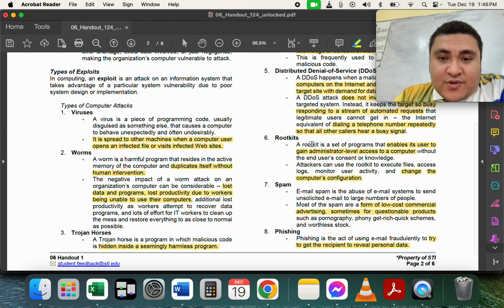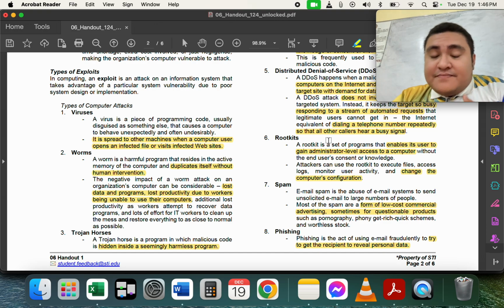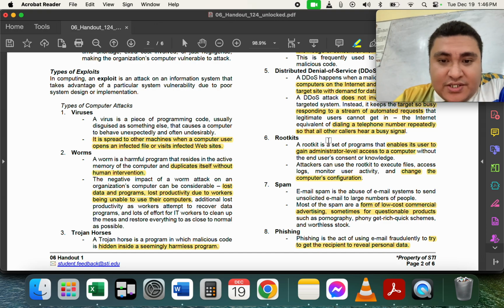You also have rootkits. Rootkits enable a user to gain administrator level access to a computer. With this one, the hacker can make some changes without your knowledge, and that's bad, right?